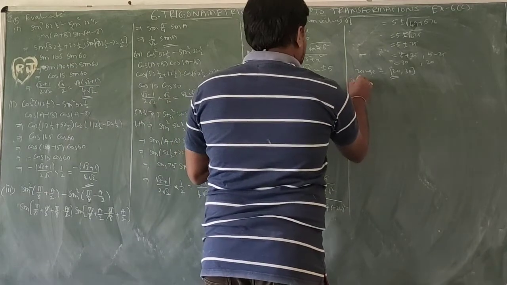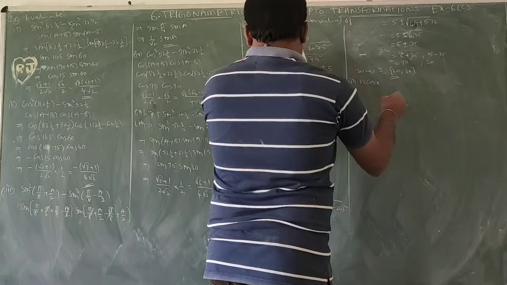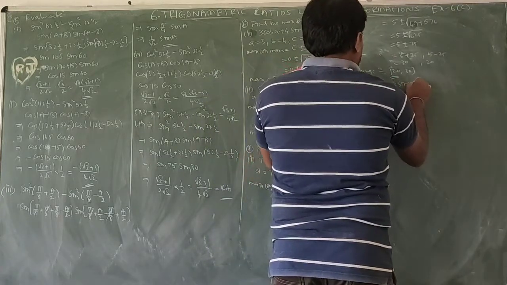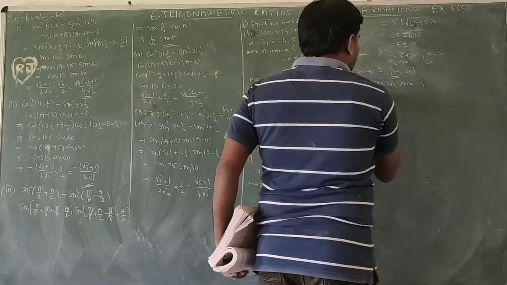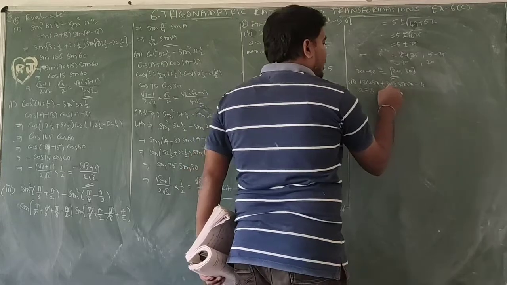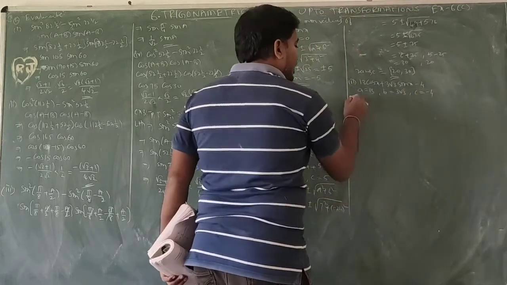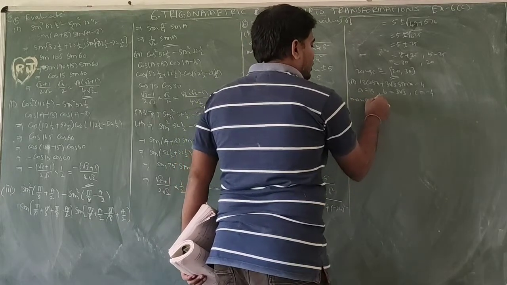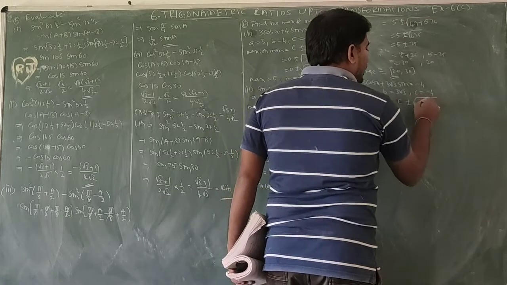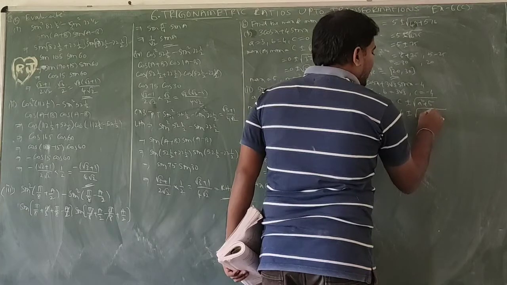Second, 13 cos x plus 3 root 3 sin x minus 4. A equal to 13. So angles are equal, x. A equal to 13, B equal to 3 root 3, C equal to minus 4. So maximum or minimum first. Same formula, C plus or minus under root A square plus B square.